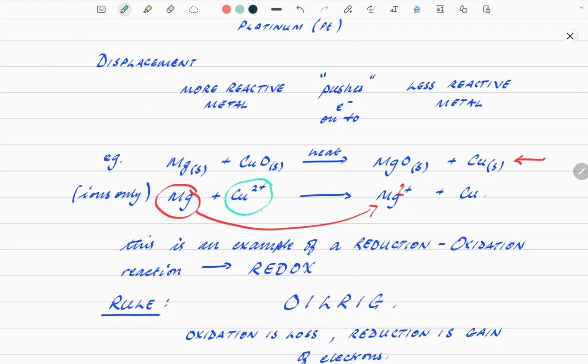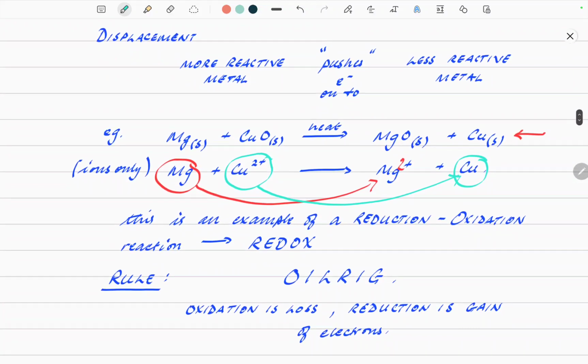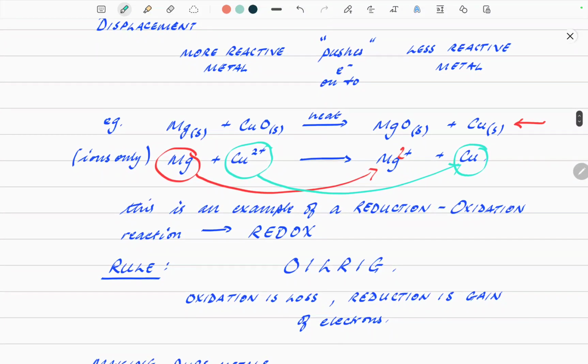There we go. Copper 2+ is going to copper 0, if you like. All right. Now, that leads us to the next important part of metal reactions. It's an example of a reduction-oxidation reaction, commonly known as redox. So if you see or hear chemistry teachers talking about redox reactions, this is what they mean.